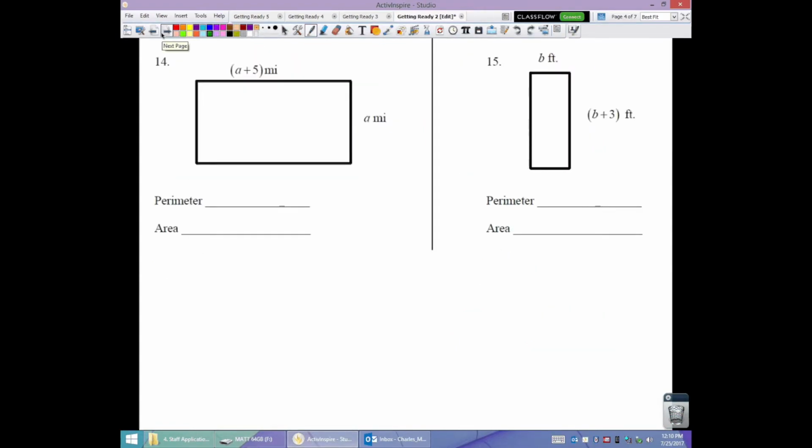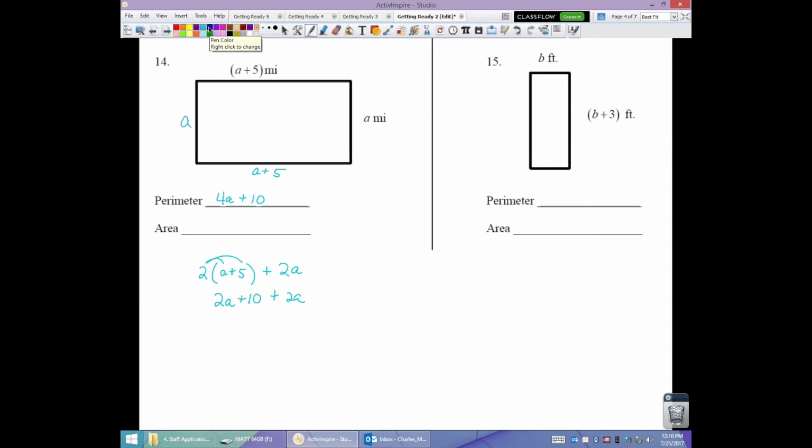Now a rectangle. Not all sides are congruent, but opposite sides are. So the right side is a, the left side is a. The top is a plus 5, the bottom is also a plus 5. For perimeter, adding all of those up, I have 2 sides that are the length a plus 5, and 2 sides that have a length of a. So when I distribute and combine like terms, 2a plus 10 plus 2a, and 2a and 2a makes 4a plus 10.